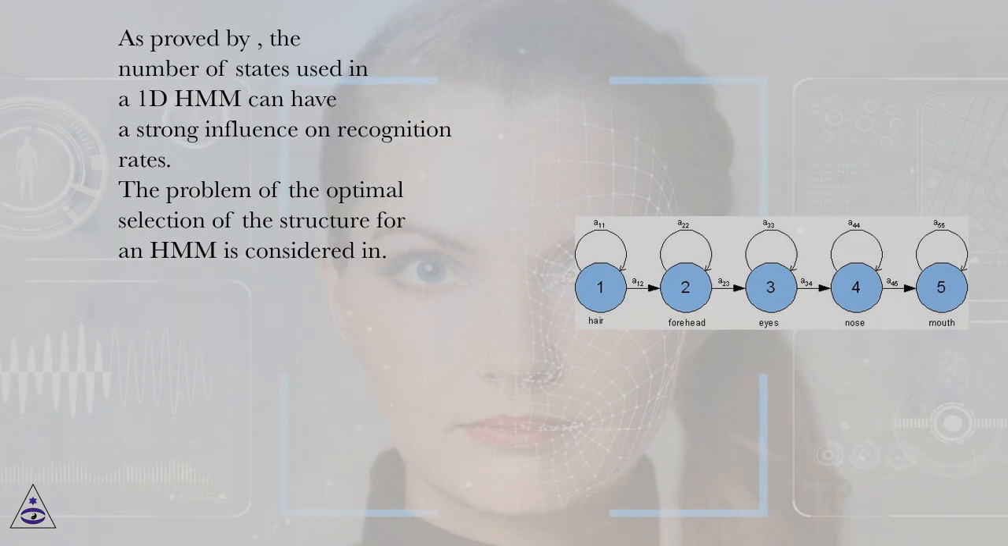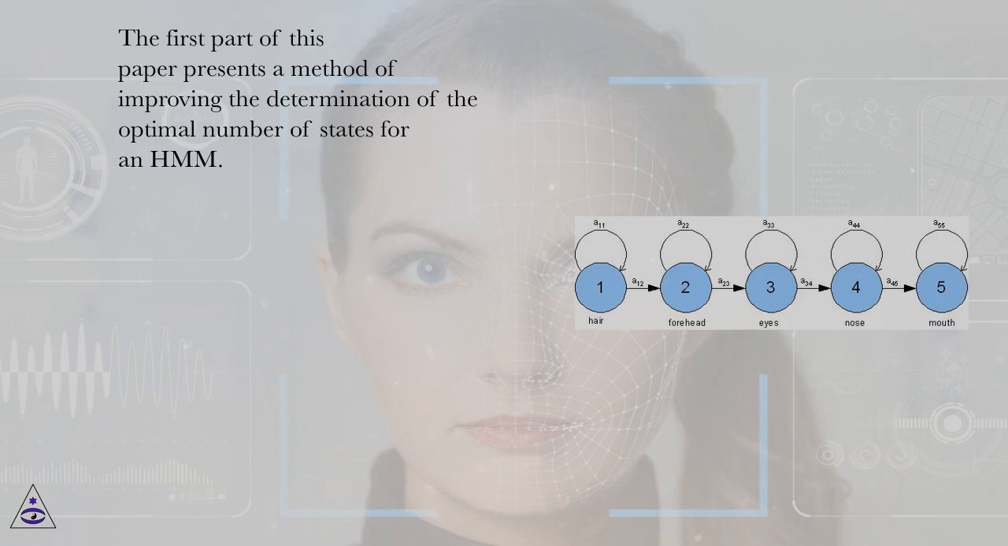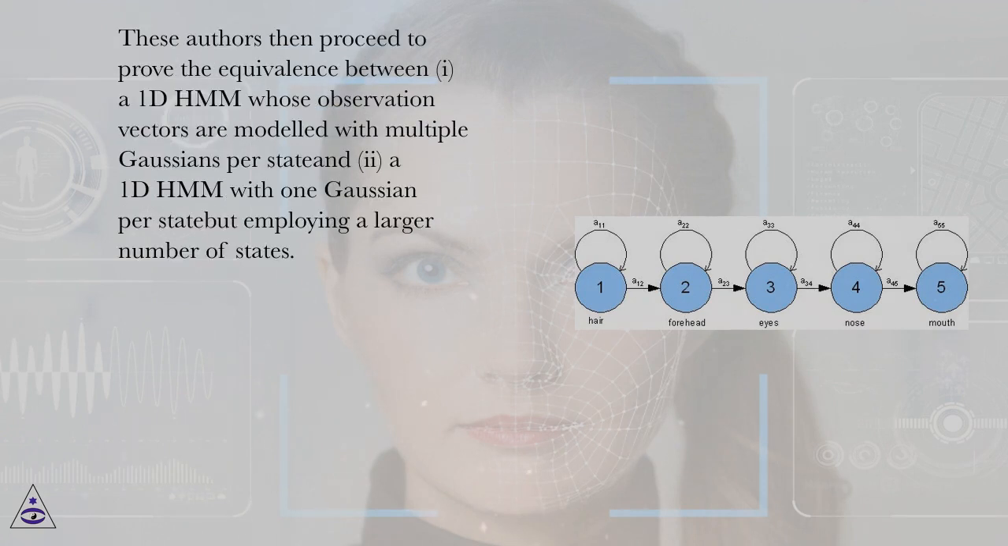As proved by, the number of states used in a 1D HMM can have a strong influence on recognition rates. The problem of the optimal selection of the structure for an HMM is considered in. The first part of this paper presents a method of improving the determination of the optimal number of states for an HMM. These authors then proceed to prove the equivalence between 1, a 1D HMM whose observation vectors are modeled with multiple Gaussians per state, and 2, a 1D HMM with 1 Gaussian per state but employing a larger number of states.